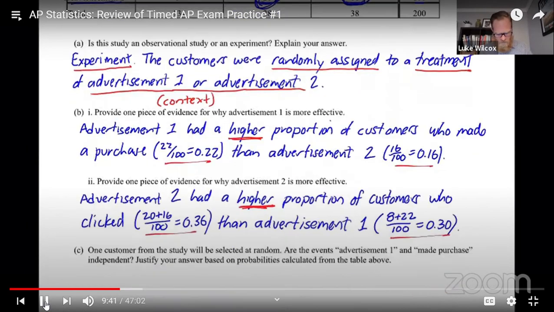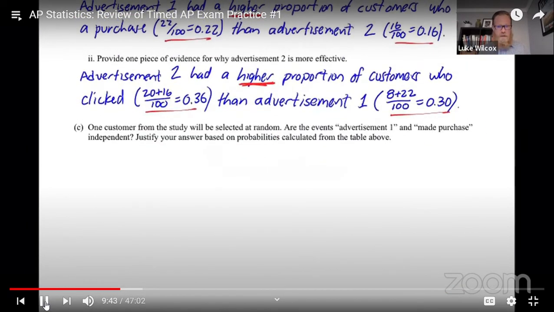Okay, let's move on to part C. One customer from the study will be selected at random. Are the events advertisement 1 and made purchase independent? Justify your answers based on probabilities calculated from the table above. Okay, so if these two events are independent, then knowing the outcome of one should not change the probability of the other. So let's start with the probability of making a purchase.